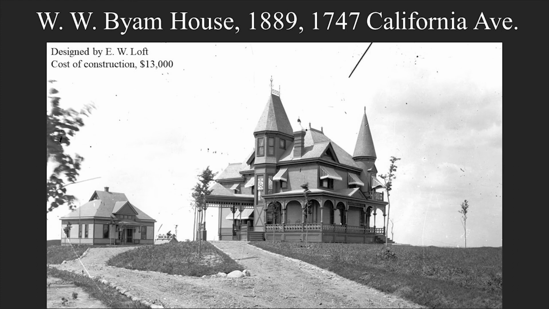W.W. Byam was a major West Side promoter, and he built his house on the far west side in 1889 at 1747 California Avenue. This house features 2 towers. It is gone, but the carriage house you see at the far left is still standing and is its own house today.